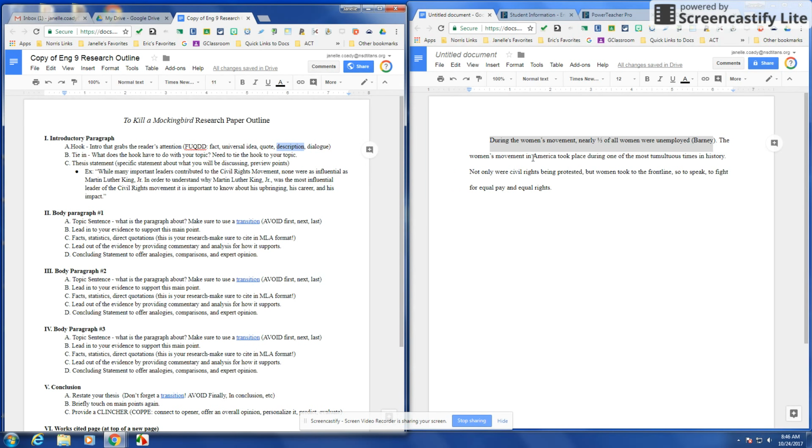Description, you could describe something. Maybe you want to describe an event with the women's rights movement that you read about. So a particular event, like one of the marches or the protests, or describe a sign and what the environment was like during one of those events. So that's another option. Dialogue would be more like characters talking back and forth. So that one doesn't really lend itself to this research paper. Okay, so I've got my hook. I've got my background information or tie-in. Now I need to provide my thesis statement.